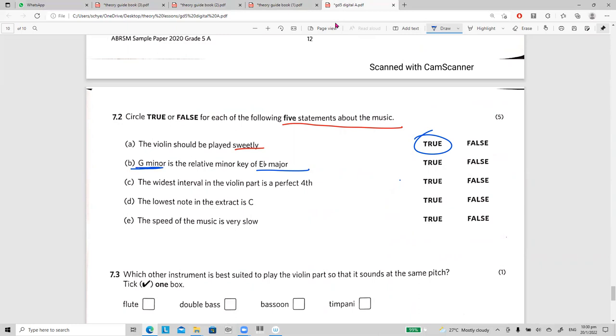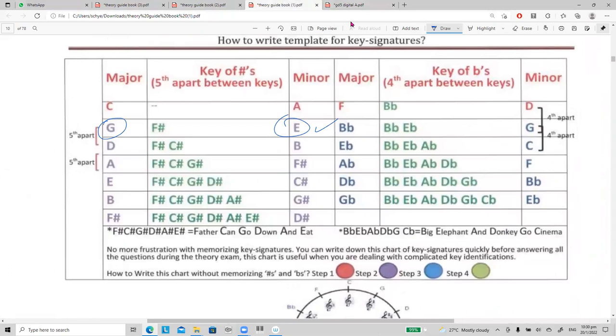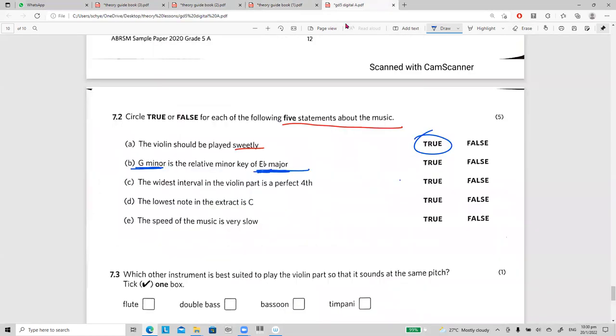No. G minor and E flat major. So sorry. G minor and E flat major. Let's compare. G minor. Sorry, I see the wrong place. G minor is here. G minor and E flat major. No, they are not relative. E flat major has 3 flats. G minor only has 2 flats. So they are not relative keys. So this one is false.